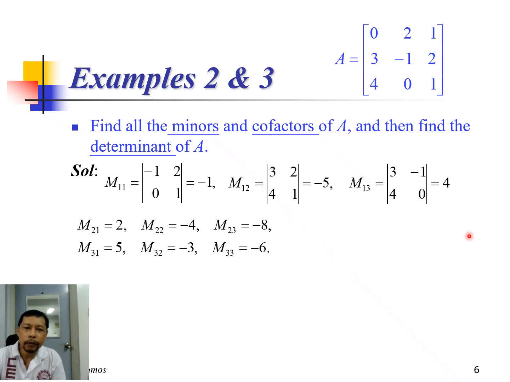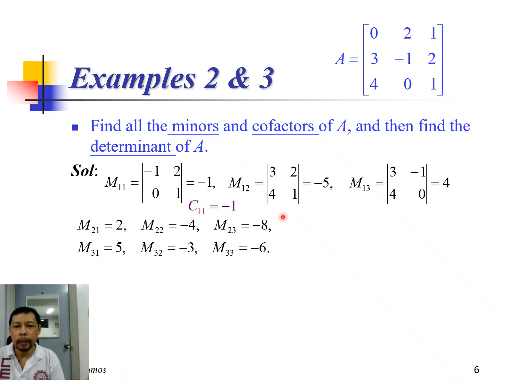There are 9 minors. Then after finding the minors, we can now solve for the cofactors of each element. So the cofactor of element 11, C11, uses the formula negative 1 raised to i plus j times Mij. Negative 1 raised to the second power is positive 1, times the minor of 11, which is negative 1. So it follows that the cofactor of element A11, which is C11, is equal to negative 1.